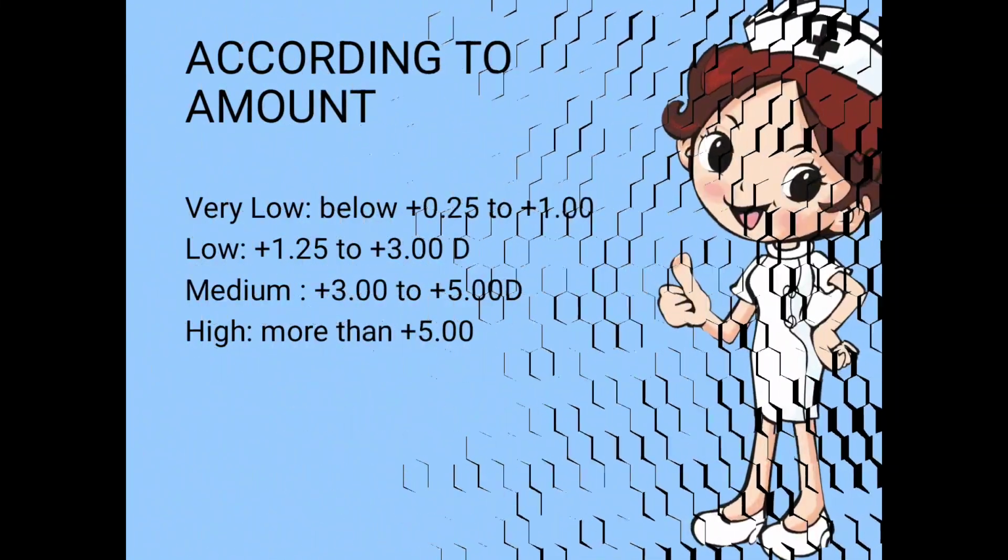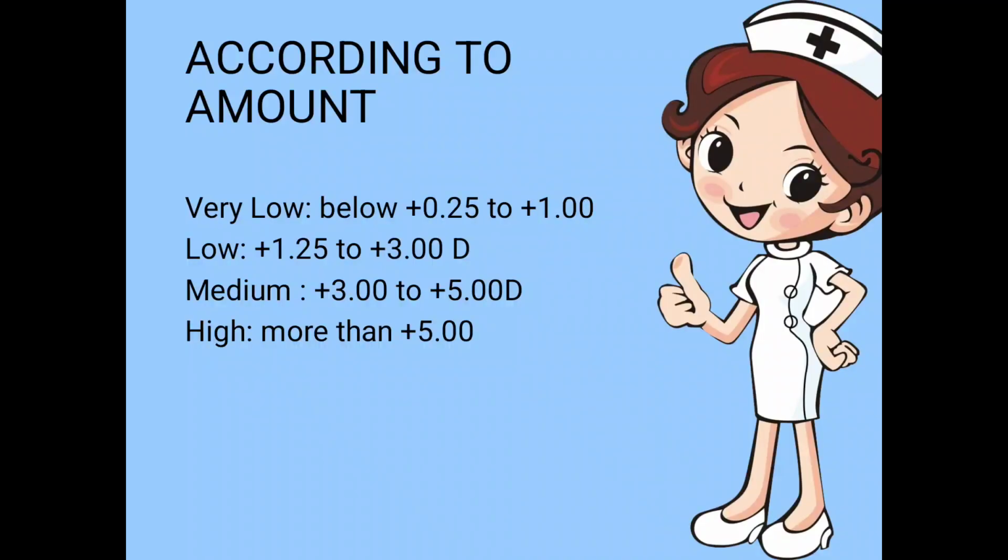Now according to the amount, very low hyperopia is plus 0.25 to plus 1 diopter. Low hypermetropia is plus 1.25 to plus 3 diopters. Medium is plus 3 diopters to plus 5 diopters. More than plus 5 diopters is high hyperopia.